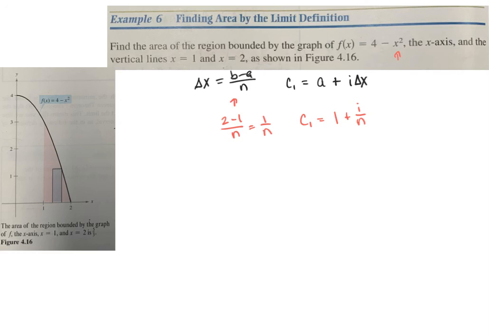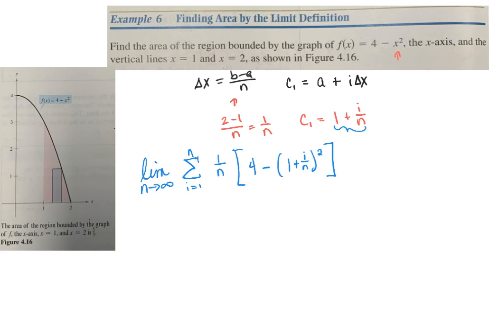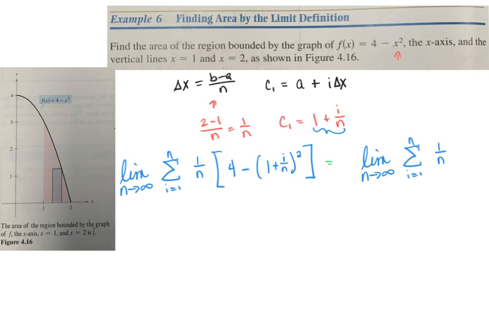Okay, and so if I were to do this one, it would be the same limit theory here. Limit as n approaches infinity of my summation from 1 to n. I still have to put my delta x there, 1 over n. And now I'm going to say 4 minus, and I'm going to plug this guy in, 1 plus i over n squared. Okay? And so when I do that, all this limit stuff stays the same, and the 1 over n stays the same here.